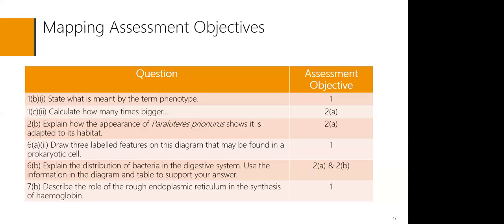The next question, explain the distribution of bacteria in the digestive system. Use the information in the diagram and table to support your answer. This covers 2A and 2B. They are both applying their biological understanding and using this to interpret information provided in the question. And then the final, describe the role of the rough endoplasmic reticulum, is a straightforward application of biological knowledge, so it is AO1.